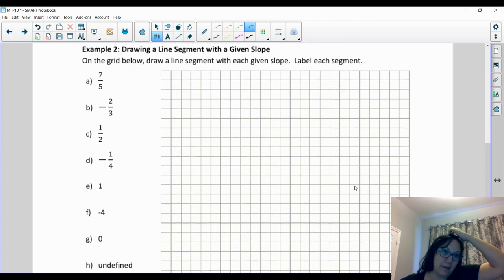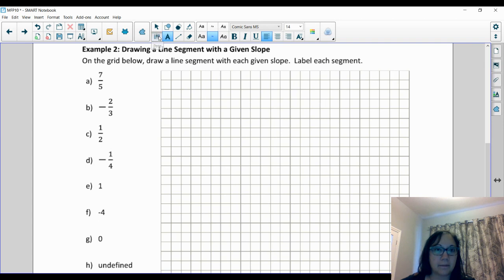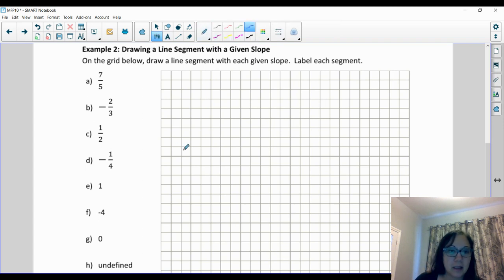Okay, I like this example. It's kind of a neat one here where we're going to just draw a bunch of line segments, each with a given slope, and then we'll label them A, B, C, D, etc. So I'm going to choose a place to start. I'm going to connect them all just for fun. And I'm going to choose to start here. Okay, so from here, I'm going to count up 7 and over 5. Remember, this is rise and this is the run. So up 7, 1, 2, 3, 4, 5, 6, 7, and then over 5, 1, 2, 3, 4, 5. So that's where I end up when I go up 7 and over 5.